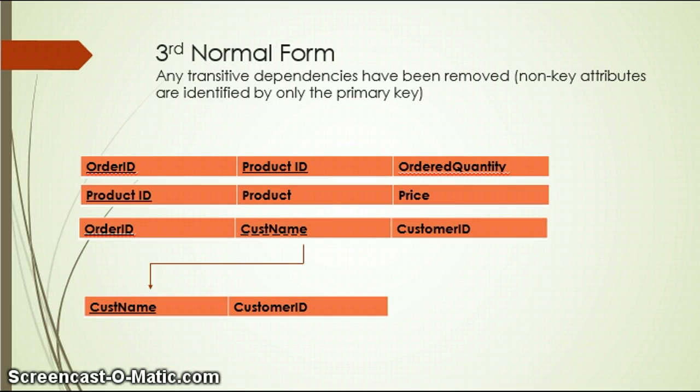Third normal form. Any transitive dependencies have been removed. Non-key attributes are identified by only the primary key. To turn it into third normal form, we remove customer name, make customer ID the primary key to determine customer name, and keep it as a foreign key for order ID.